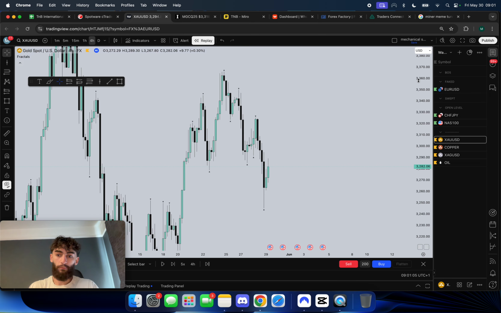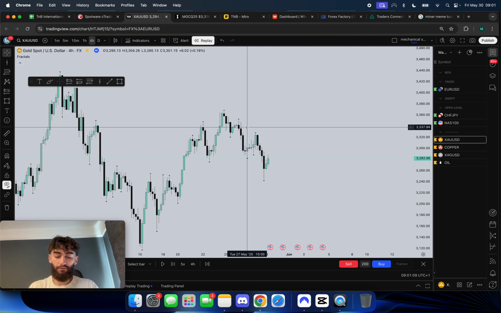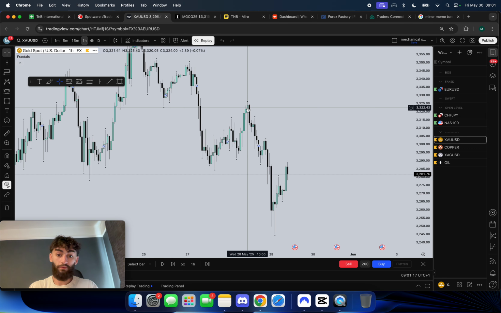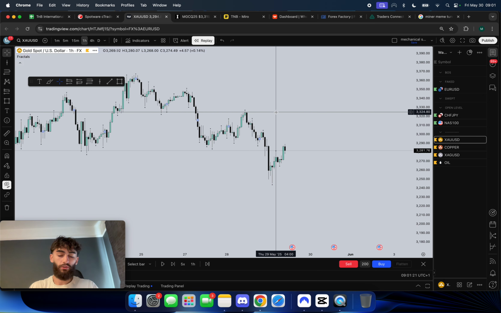Then onto the 4 hour, we've had our minimum definition for a downtrend, which is 1, 2, 3 significant highs getting lowered, and 1, 2, 3 significant lows getting lowered. Same exact story on the 1 hour: 3 significant lows and 3 significant highs getting lowered. So we're bearish on all time frames.